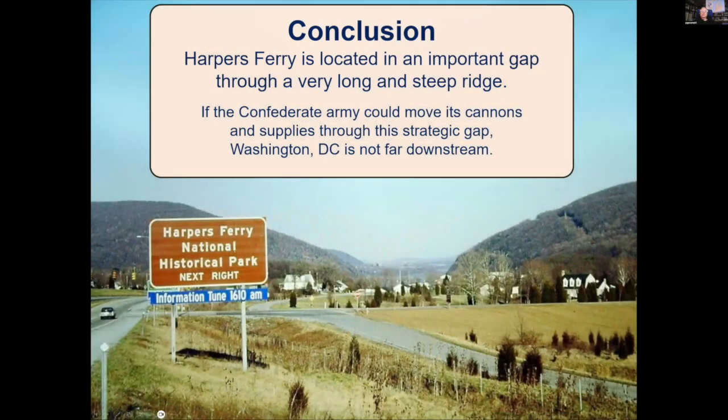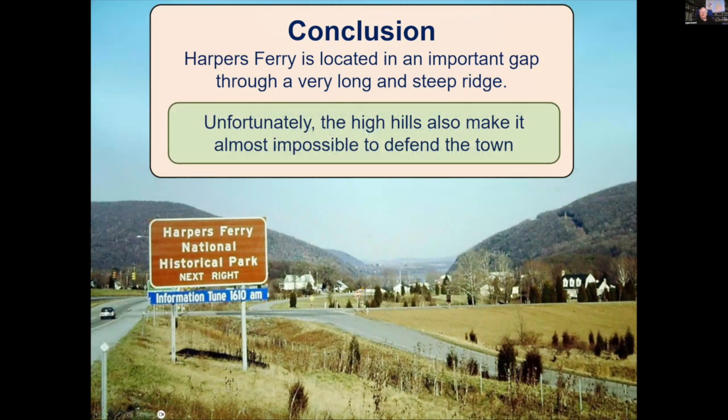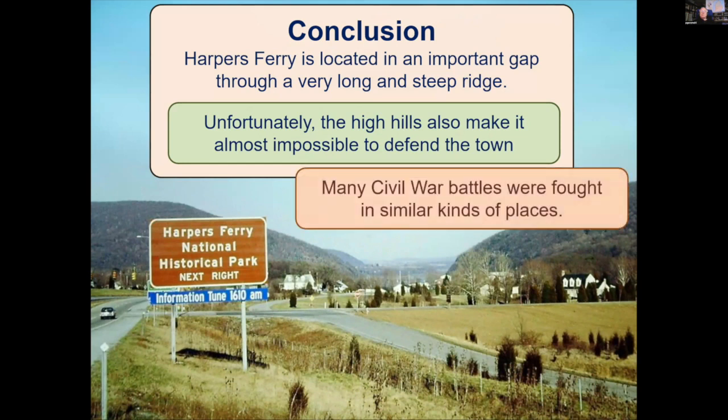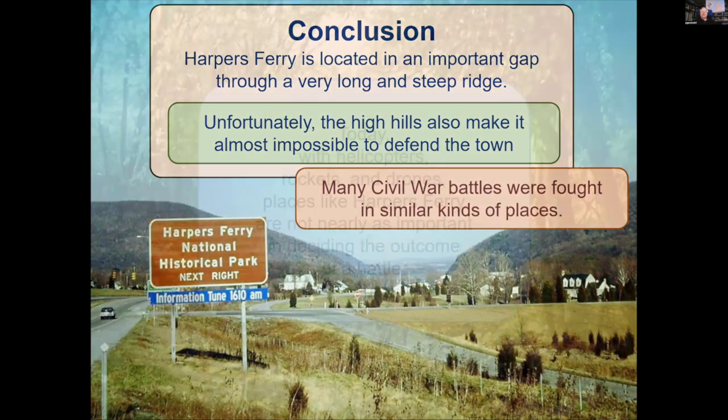So Harper's Ferry is located in a very important gap where a river cuts through a very long mountain range. Gettysburg is located in the next gap up. But each of these places turned out to be easy to attack and almost impossible to defend. So that's the story about that.